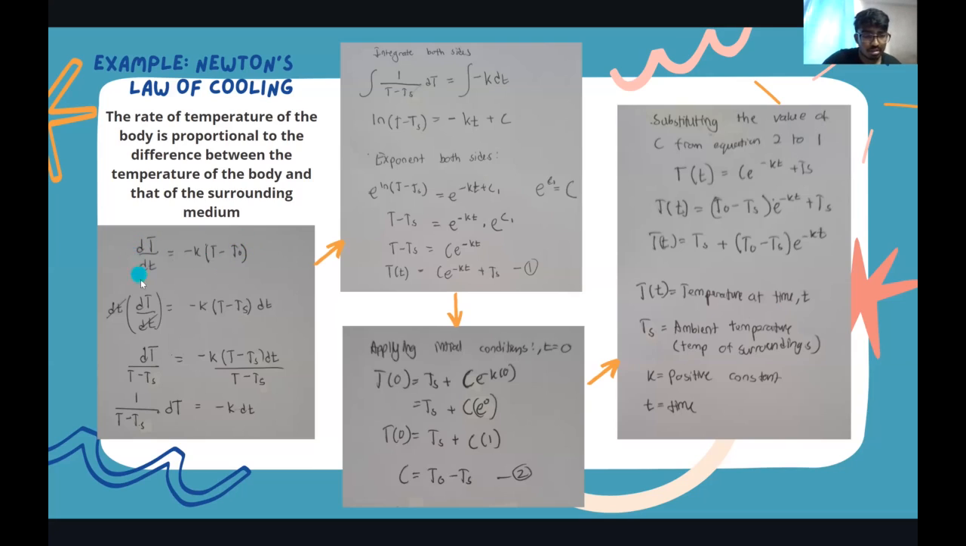The equation is presented as dT over dt, temperature over time, equals negative k bracket T minus T naught. This T is the temperature of the object. This is the surrounding temperature.